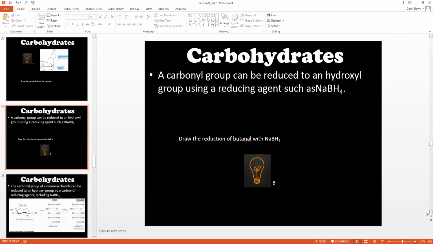Now, it's important for us to recognize that a carbonyl group can be reduced to a hydroxyl group using a reducing agent such as sodium borohydride. So take a moment and draw the reduction of butanal with sodium borohydride just to refresh your memory. Remember, the addition of hydride is where hydrogen functions as a nucleophile.